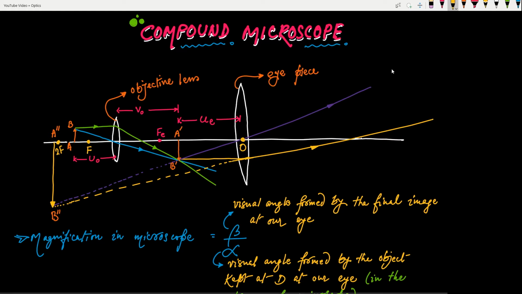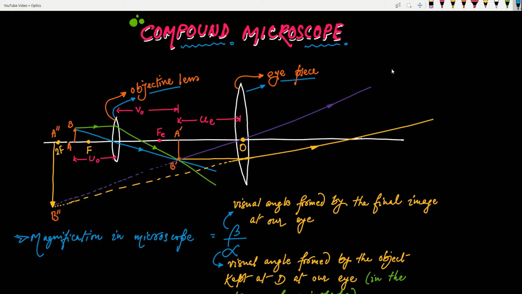One of the lenses is known as the objective lens and the other lens is known as the eyepiece. Now, why is this lens known as the eyepiece? Because this lens is closer to the eye. We look through this lens, therefore this lens is known as the eyepiece. Whereas this lens is known as the objective lens because this lens is kept closer to the object that we are observing.